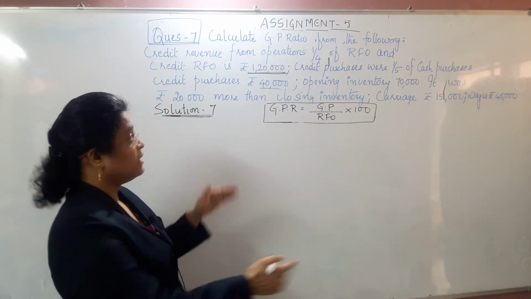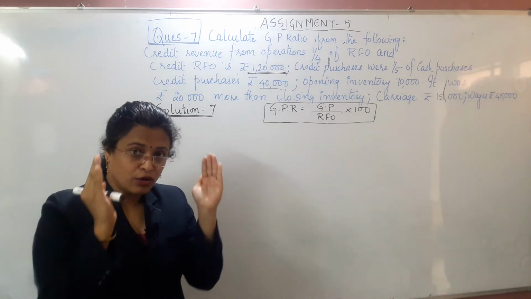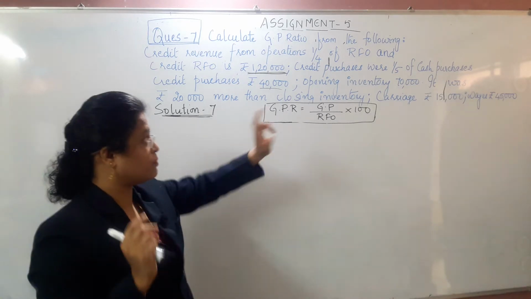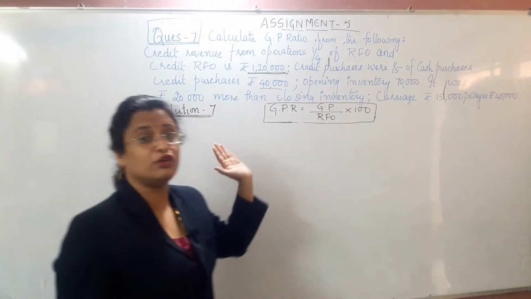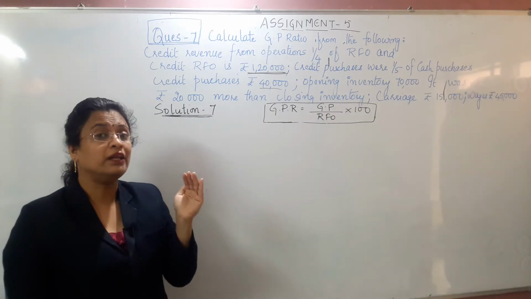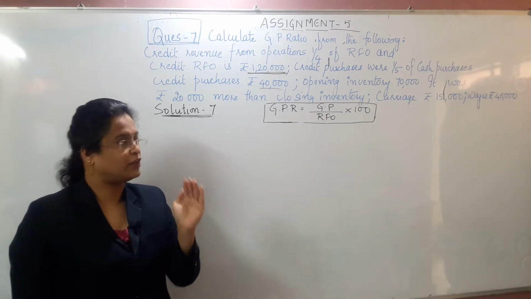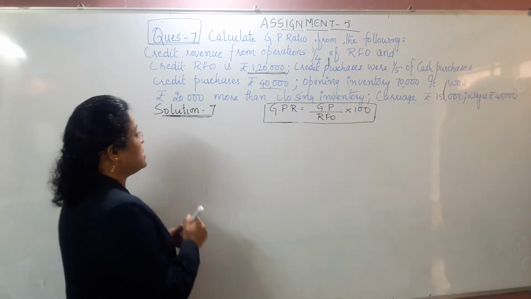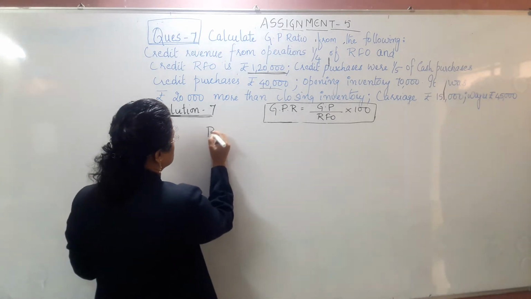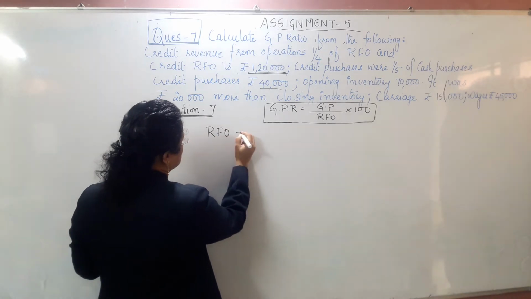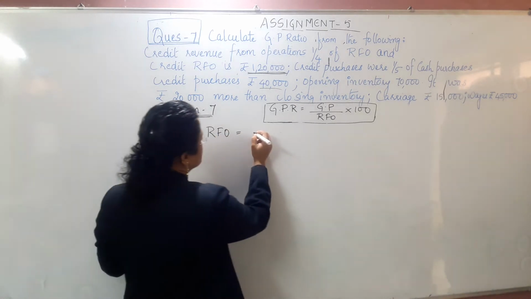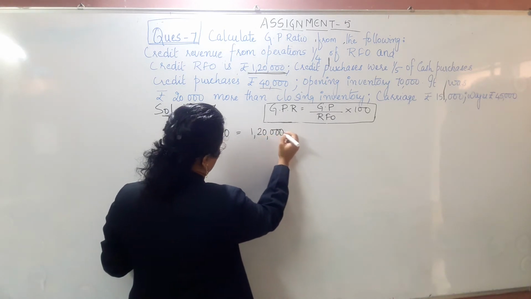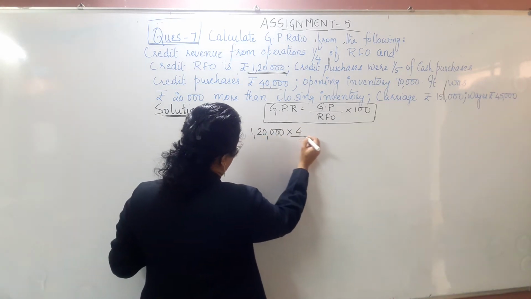It means that whatever the value of revenue from operations which is given to us, the credit revenue from operations is just one part of it. Credit revenue from operations is one part out of the 4. Hence, how to calculate the revenue from operations here? Revenue from operations is equal to this credit revenue from operations. How much is given in the question? 1,20,000 into 4 upon 1.